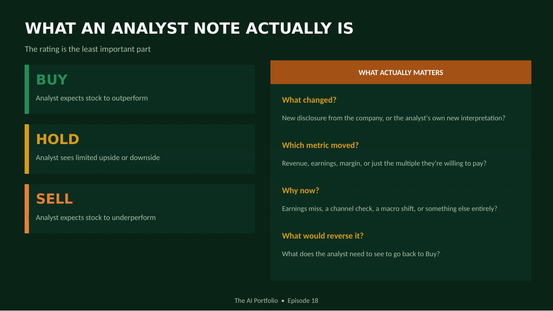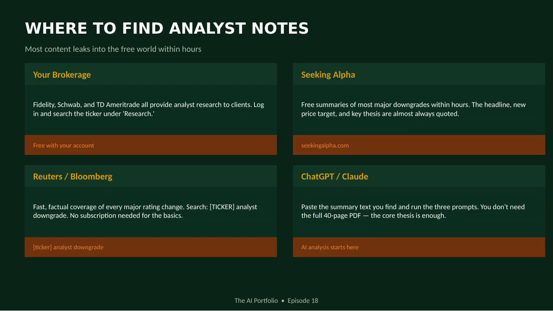Let's build it. Analyst notes are research documents published by investment banks and research firms, Goldman Sachs, Morgan Stanley, JP Morgan, and hundreds of smaller shops. Each analyst covers a set of companies and periodically publishes updates that include a rating, buy, hold, or sell, and a price target. A downgrade means they've lowered their rating, typically from buy to hold or hold to sell.